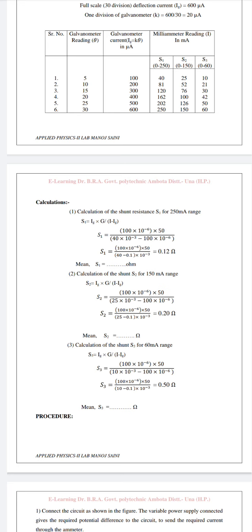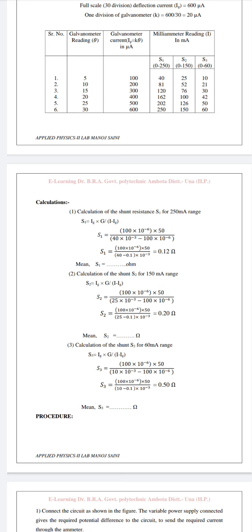For S2, the range of emitter current is 0 to 150 milliampere. S2 is calculated by using the same formula. So now when we calculate the value of S2, Ig remains the same for the first reading, 100, but I changes to 25. So for the calculation of S2 for the first reading, 100 into 10 power minus 6, and 50, the resistance of the galvanometer, remains the same, divided by 25 into 10 power minus 3, that is I, minus 100 into 10 power minus 6, this is Ig. When we calculate this, it comes out to be 0.20 ohm.